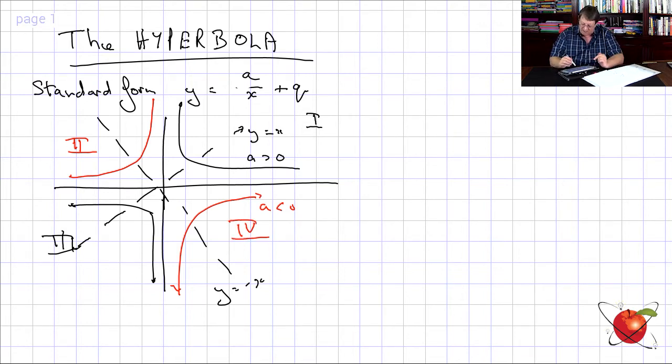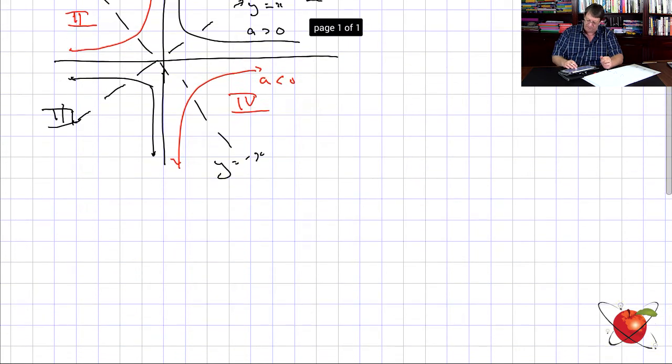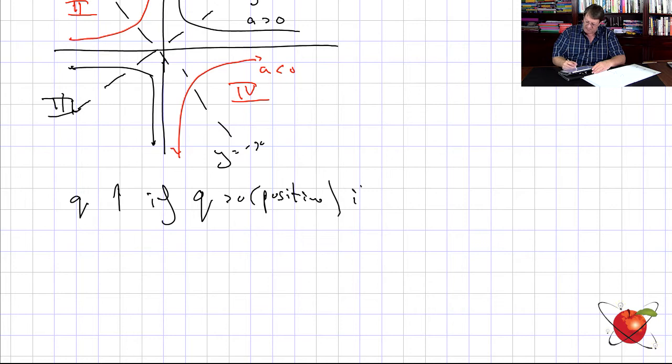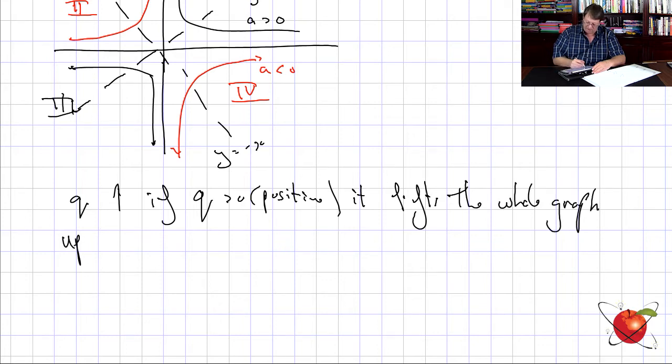Then we said, all right, now let's apply the q value, shall we? What did that q do? Once again, the q took it up. If q is greater than 0, I mean by that positive, it lifts the whole graph up by q. Obviously, if q is less than 0, it drops the whole graph by the amount q. So q is the vertical shift of the graph.